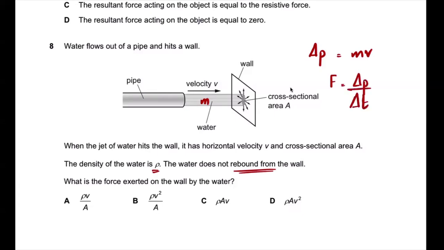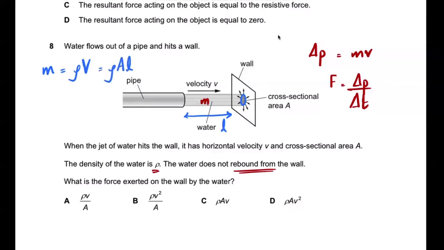But the problem here is that the examiner has not defined m in any way. Because I have density, I know that density times volume would become the mass. And now I have the cross-sectional area on which it strikes. So for the volume, I can say that it's the area times this length this water goes through, right? So the volume is area times length.